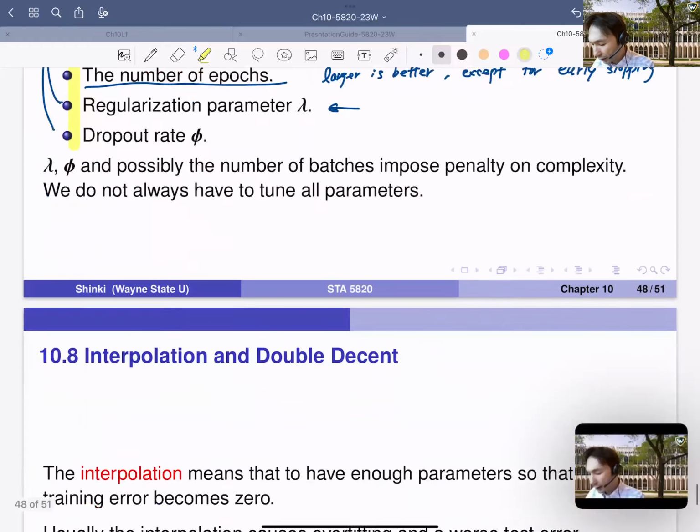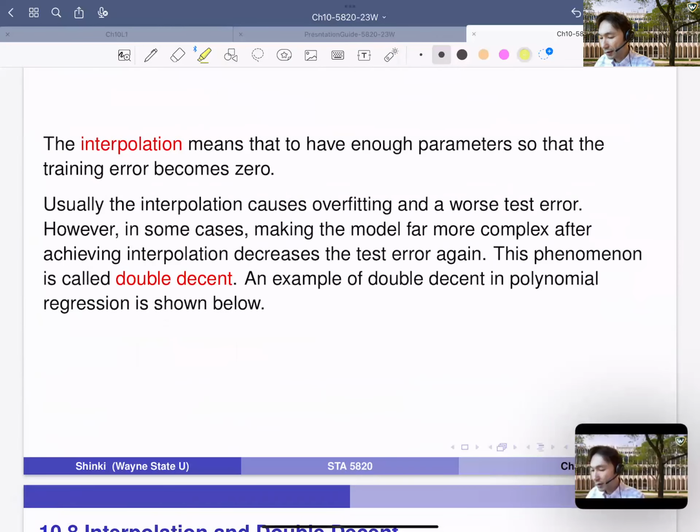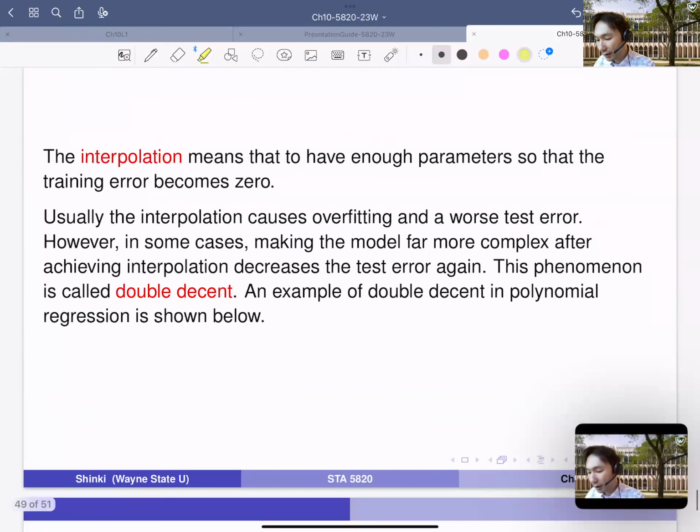And the last section is a very short section. This is strange, but it is about interpolation and double descent. Interpolation is just the concept of fitting a perfect model. So if we have 100 observations and we have 100 parameters, then basically the training error becomes 0.